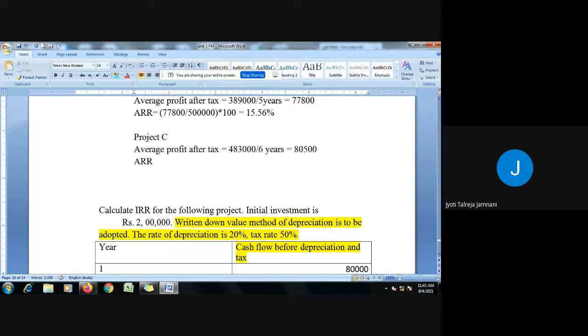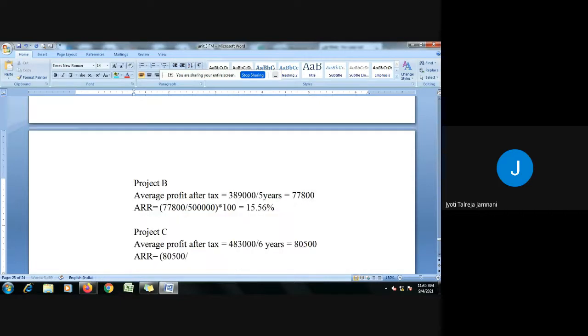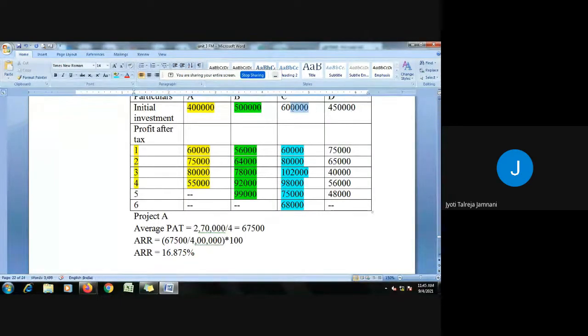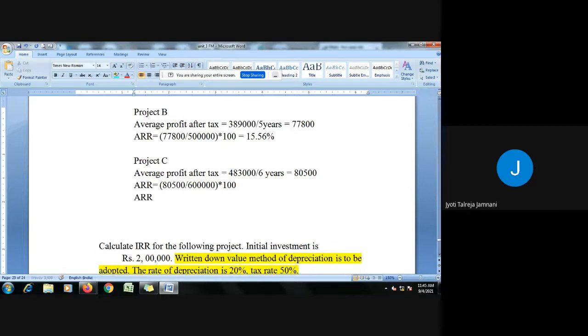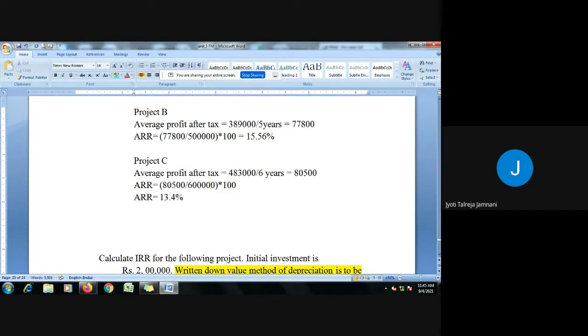Then accounting rate of return is equal to average profit after tax 80,500 divided by the initial investment, which is 6 lakh rupees. So divided by 6 lakh into 100. So your ARR will be equal to 13.4%. So this is the rate that the company has earned on its projects.